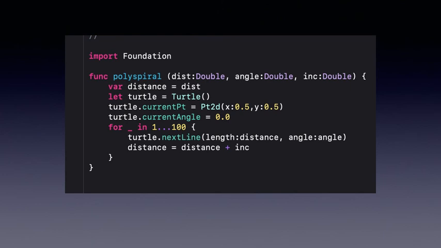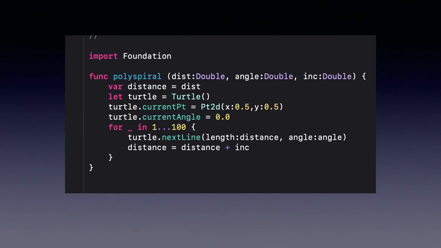I loop through 100 times, 100 lines will be created, and I invoke the next line function on the turtle saying a certain length of distance and a turn angle. And then I update the distance variable by saying distance plus increment.